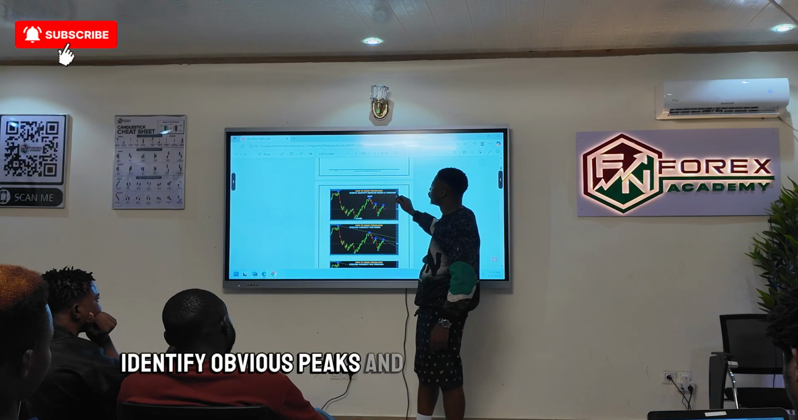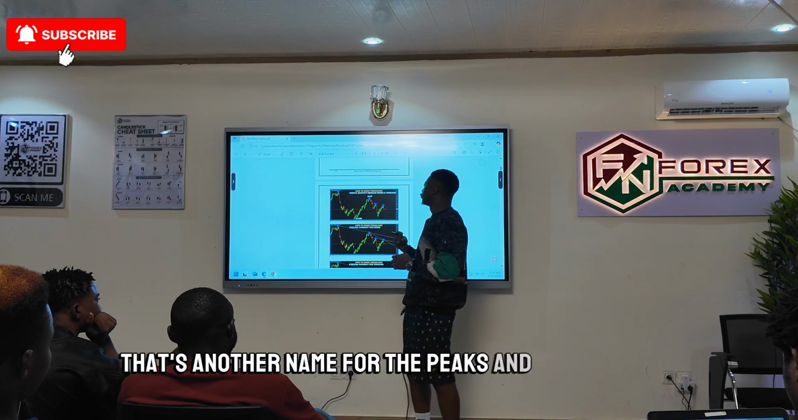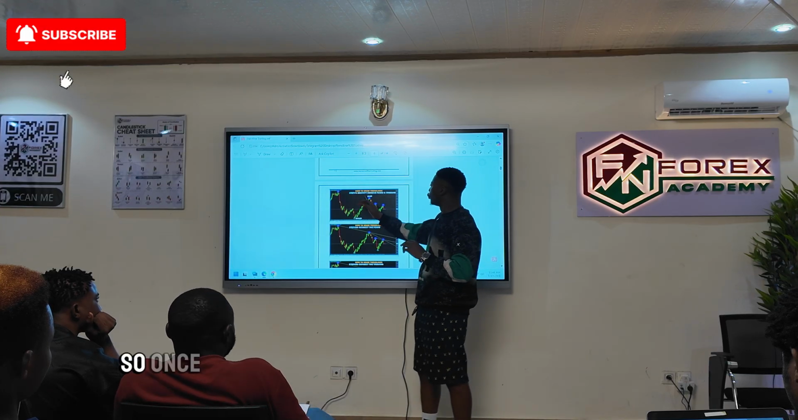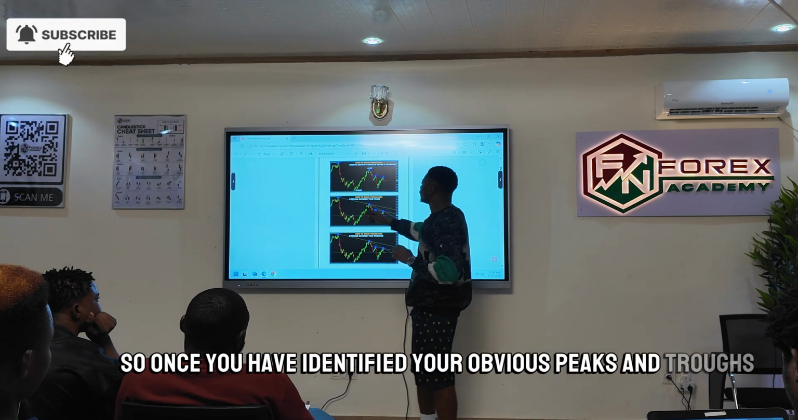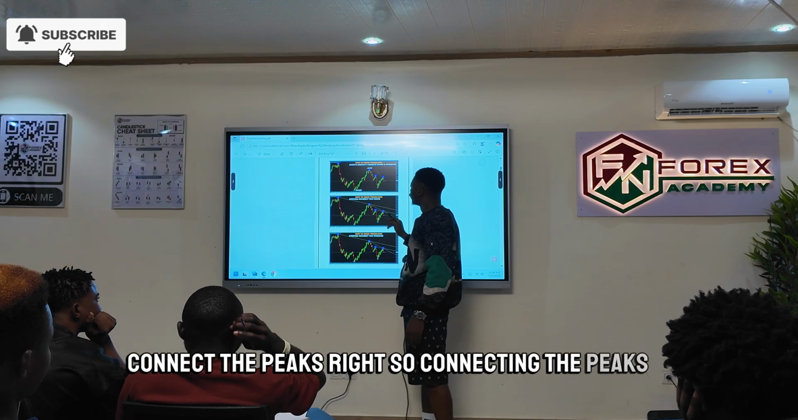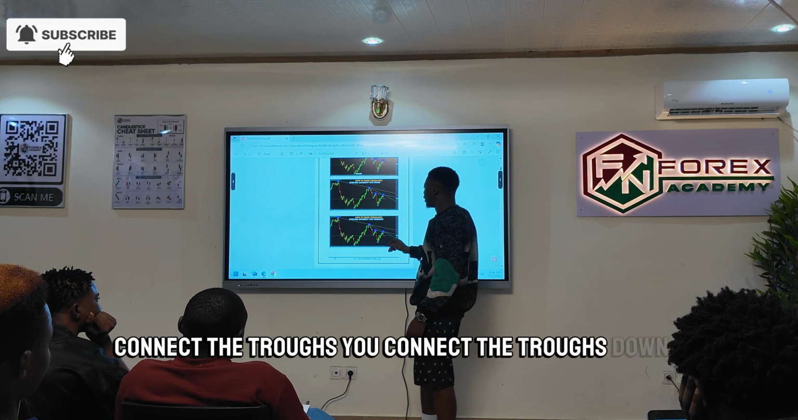Identify obvious peaks and troughs. Peaks and troughs are highs and lows. That's another name for the peaks and troughs. So the peaks are the highs, then the troughs are the lows. So once you have identified your obvious peaks and troughs, then you connect the peaks, right? So connecting the peaks right here, connect the troughs. You connect the troughs down here, right?